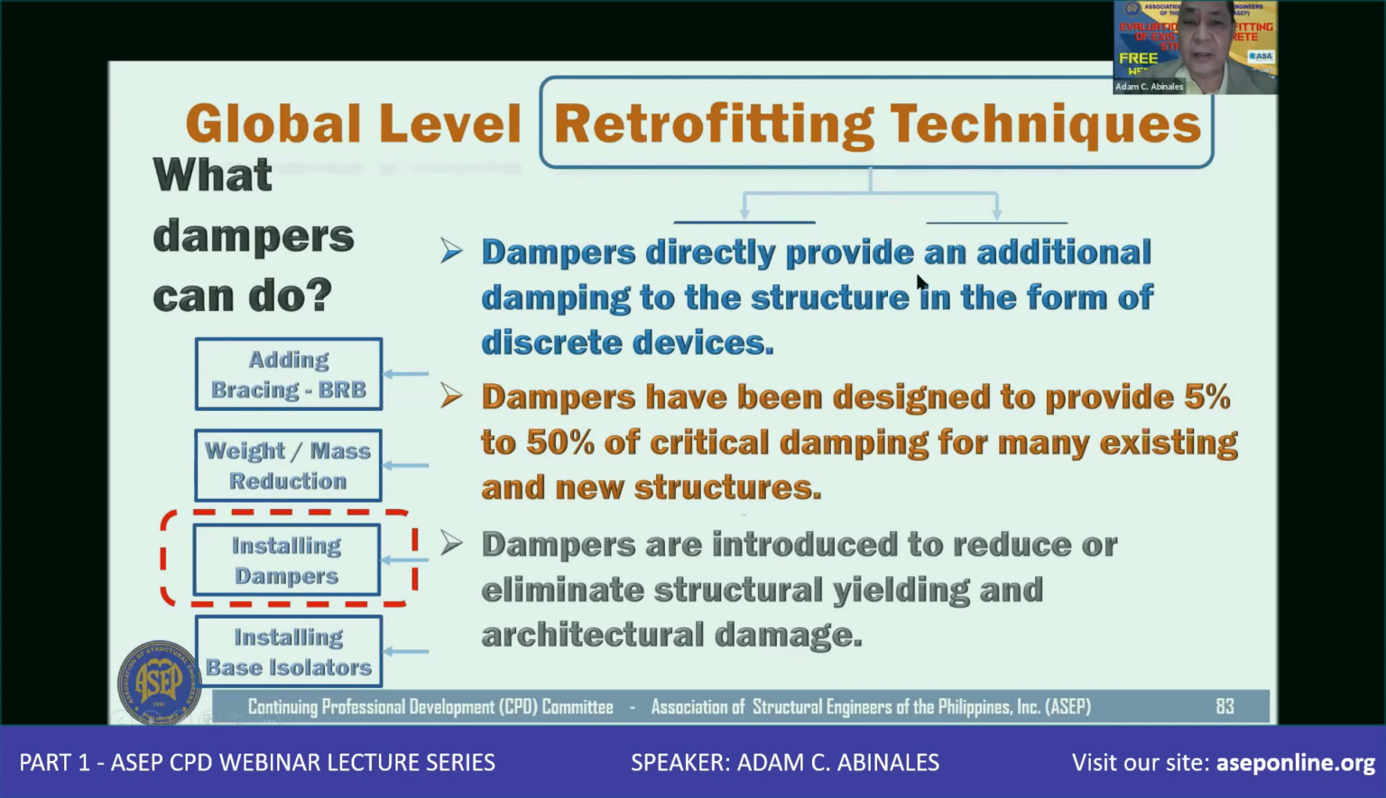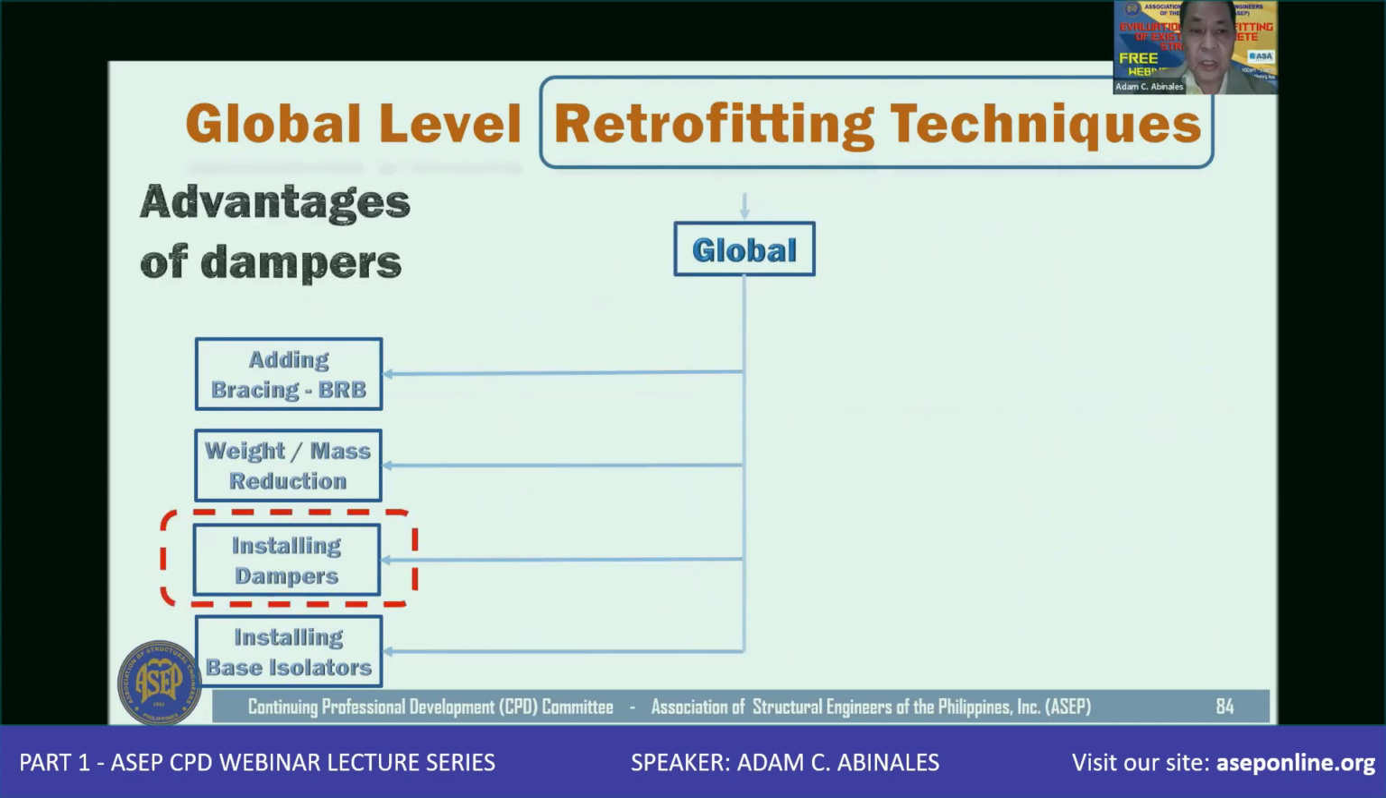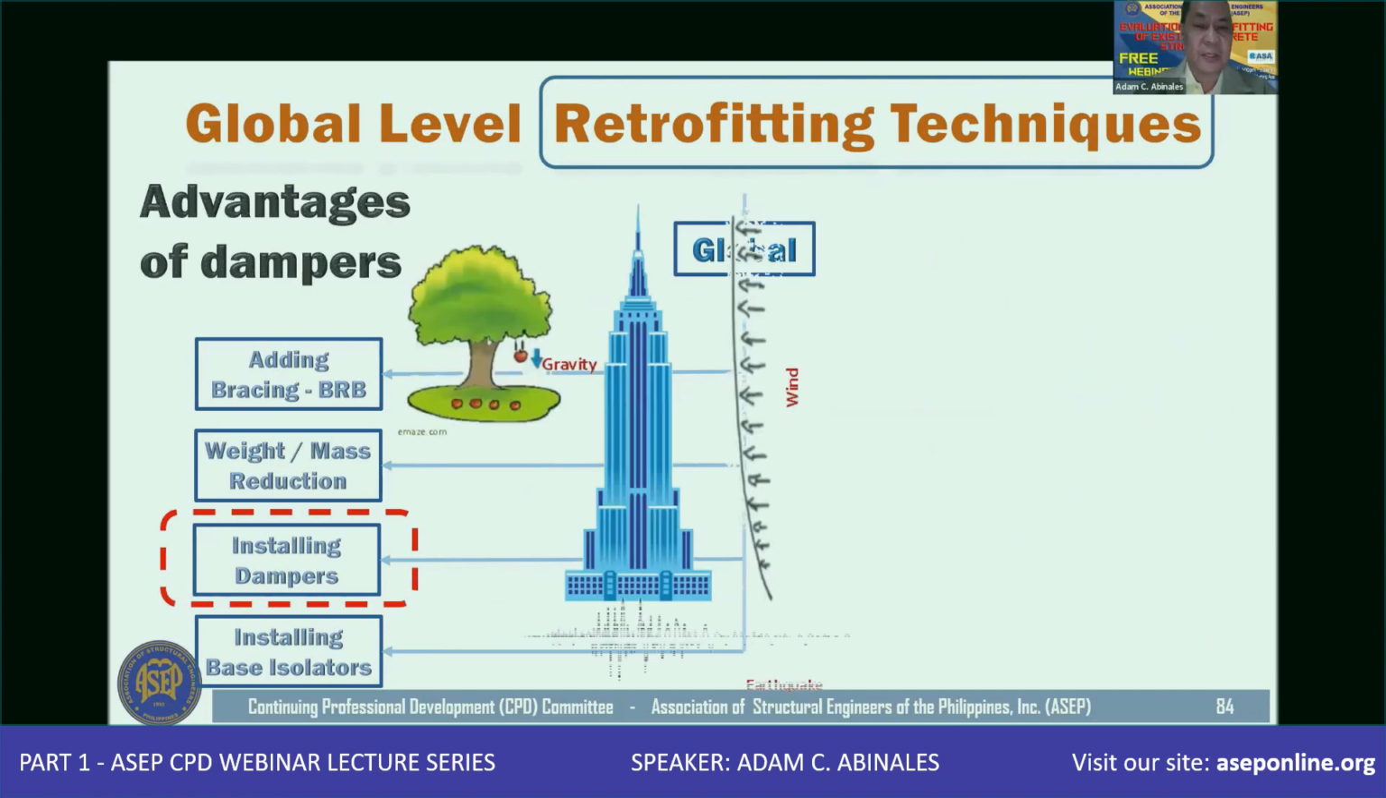Dampers directly provide additional damping to the structure in the form of discrete devices. Dampers have been designed to provide up to 50% of critical damping for many structures, or even new structures. Dampers are introduced to reduce or eliminate structural yielding and architectural damage. What are the advantages of dampers then?